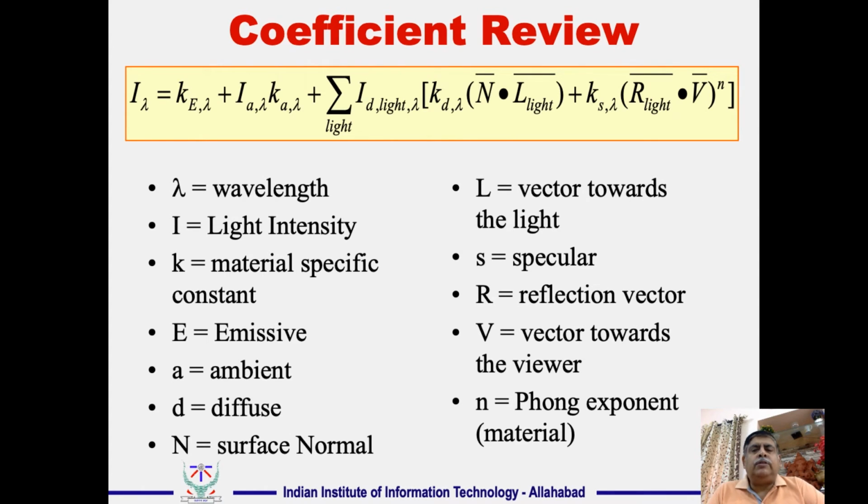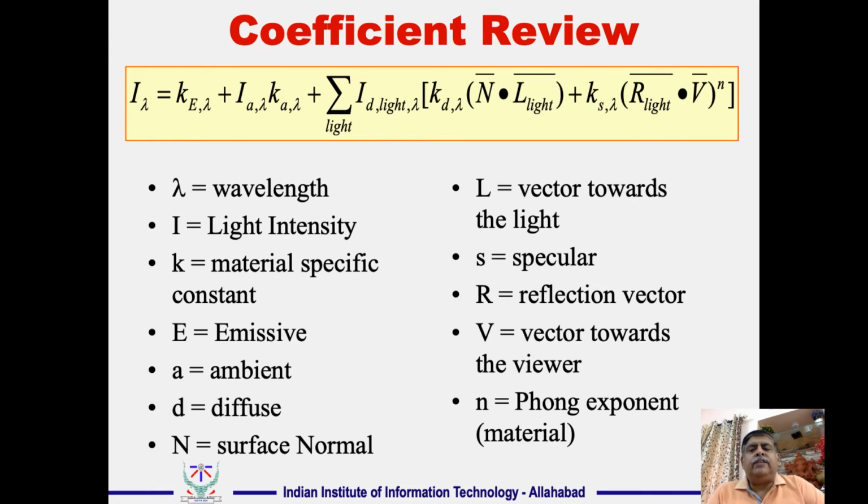N is the normal to the surface, the vector normal to the surface. L is the vector towards the light source from the surface. So if I know the coordinates of the light source and I know the point on which it is illuminating, I can always generate the vector L, and the normalized vector L by dividing the vector by its modulus. S stands for the specular component, the shine component.